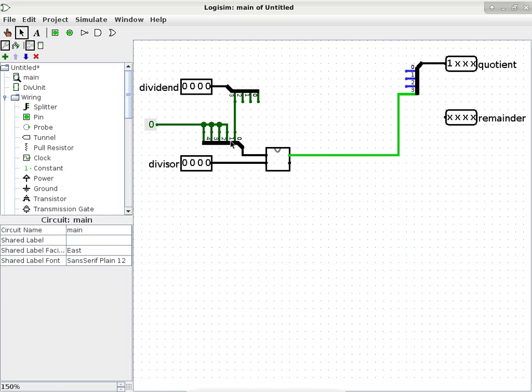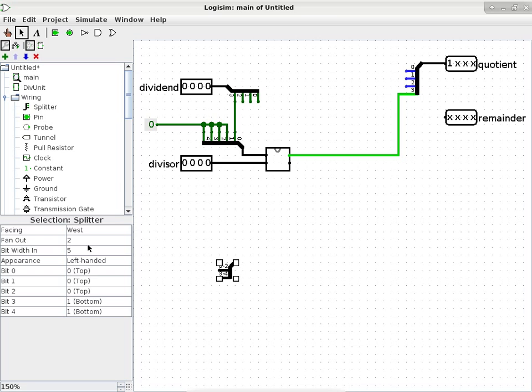Okay, so back to main. Now this is okay because the one input is 5-bit wide, the other one is 4-bit wide, and the output, this is part of the quotient. It is still correct. The next thing we have to do is to merge this bit with the output of this unit here. So we use a splitter for this purpose. Make it face west and 5-bit wide. We'll take the first bit from one source, and the 4 bits will be coming from the other source. There we go.